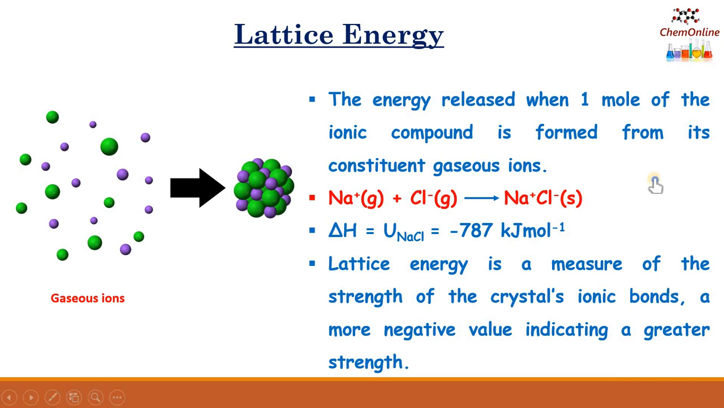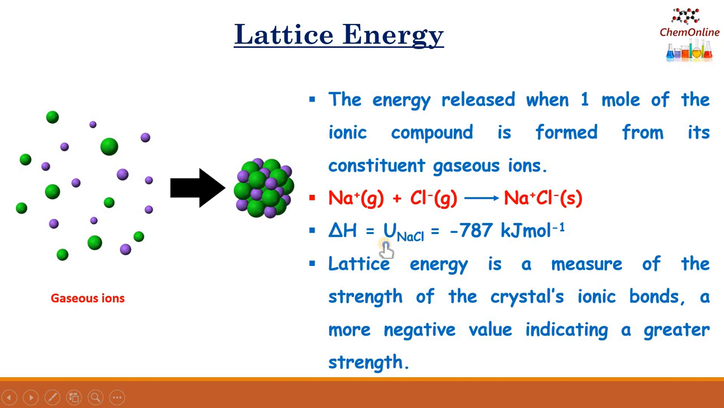It is the energy released when 1 mole of the ionic compound is formed from its constituent gaseous ions. Here you can see a pictorial representation of the formation of an ionic compound from its gaseous ions. For example, consider the formation of sodium chloride from the ions Na+ and Cl-. So when 1 mole of NaCl is formed, -787 kilojoules per mole of energy is released. And this -787 kilojoules per mole is known as the lattice energy of sodium chloride.